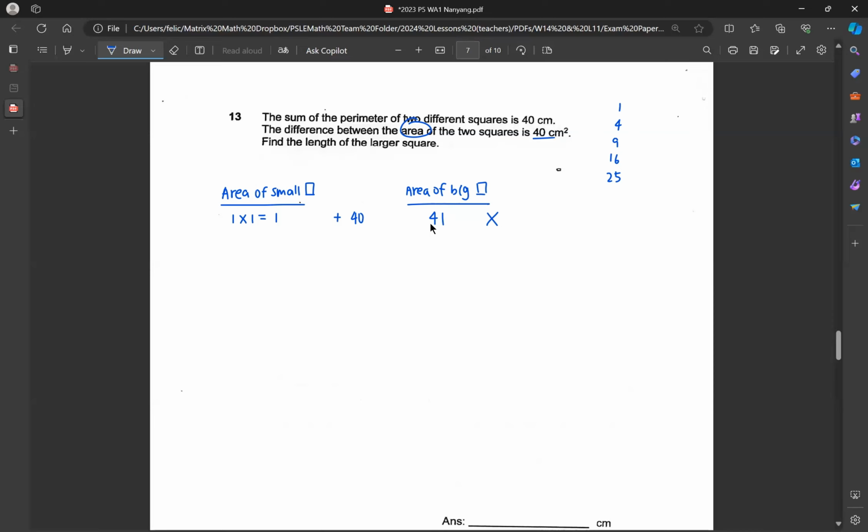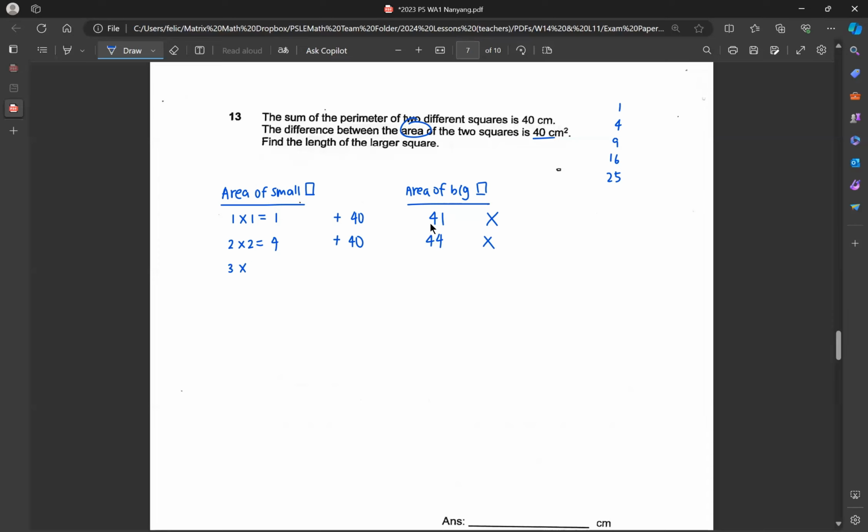So then I move on to test another one, which is 2. 2 times 2. So let's pretend that the small square has a length of 2 cm. The area would then be 4. And the bigger square must have an area that's 40 larger than the small square. So plus 40, 4 plus 40 will be 44. Now again, think about whether 44 is a square number. Okay, so 44 is not a square number. There's nothing that I can multiply by itself to give me 44. So that's out. Okay, let's go on to try 3.